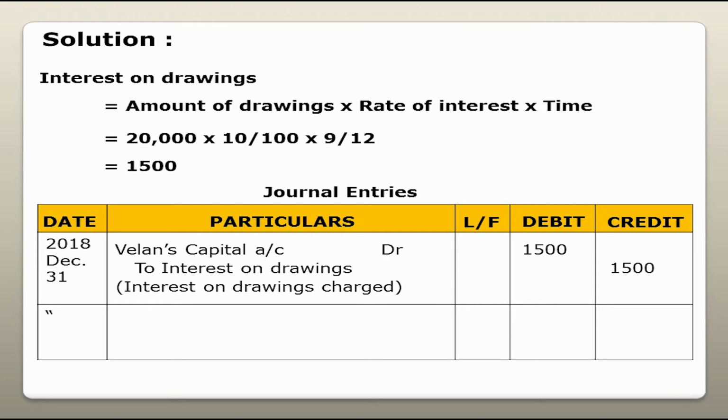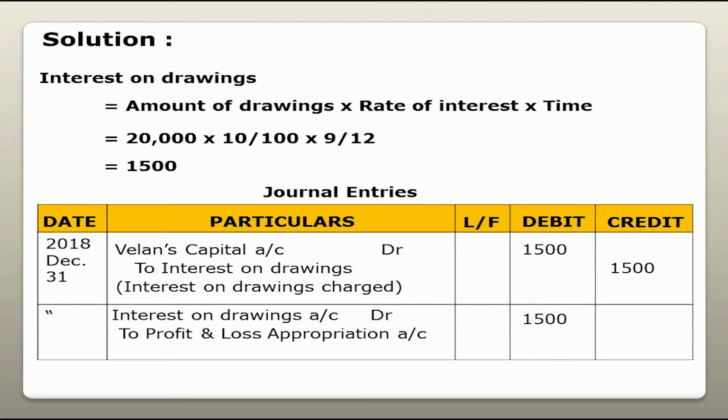Now the next entry, the date is the same. Interest on drawings account debit 1,500 to profit and loss appropriation account 1,500, and the narration is interest on drawings account closed. Now let's look at another illustration.